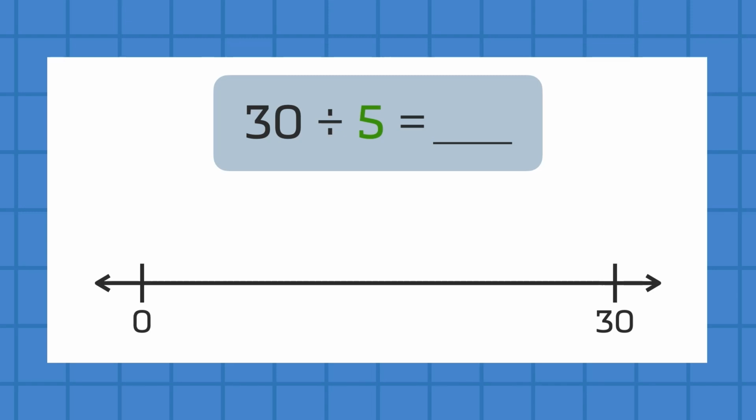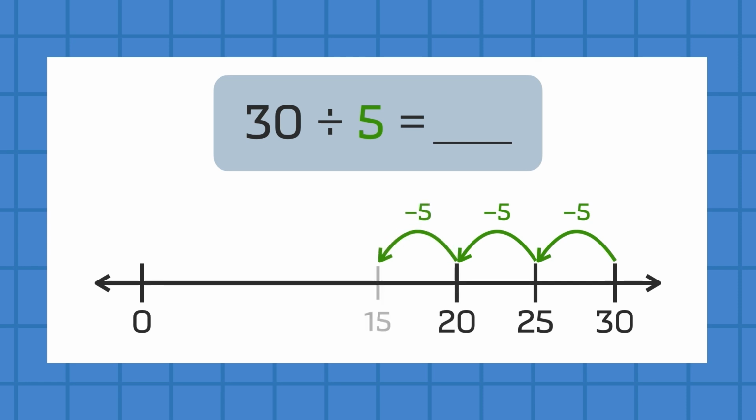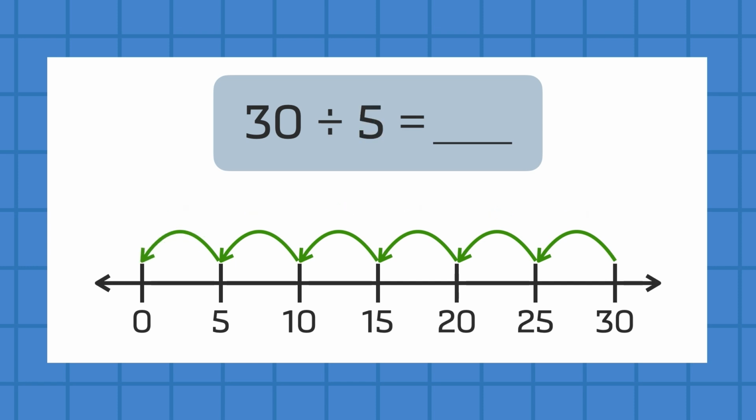Let's begin. Starting at 30, we'll jump back 5 units. 30 minus 5 equals 25, so our jump lands at 25. Then we'll jump back by 5 to 20, 15, 10, 5, and then 0. How many backward jumps did we make this time? 6. This means 30 divided by 5 equals 6.